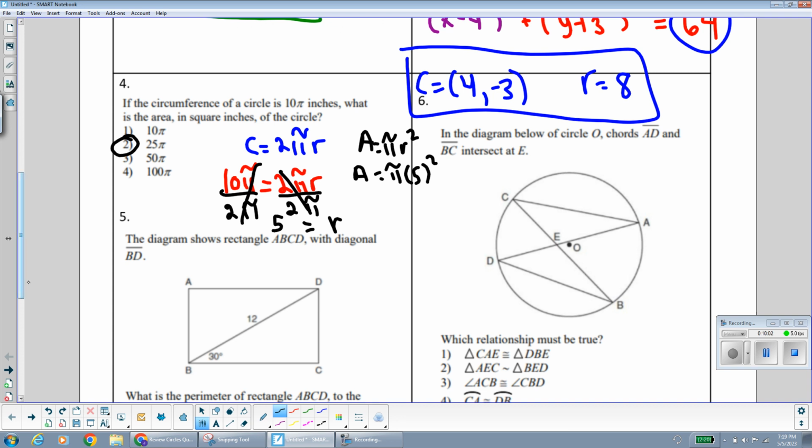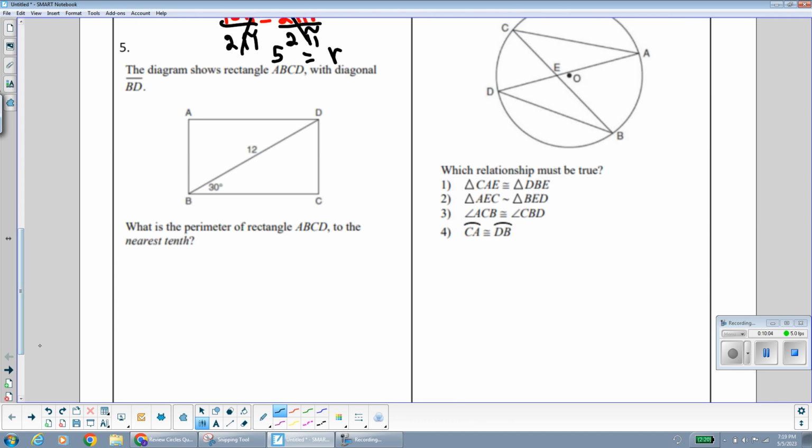Moving on to number 5, we have a rectangle. So we know a rectangle has 90-degree angles, so we have right triangles here. And we need to find the perimeter of the rectangle to the nearest tenth. So it's okay if we get a decimal because it does want us to round. So that means trig is an option.